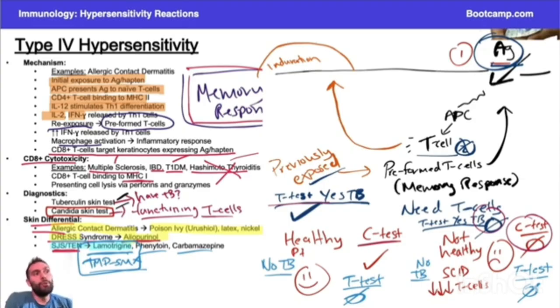And so you're essentially using the Candida skin test as a control, okay? So this is where a lot of these questions come in, where you have to understand what's going on. You can't just sit back and memorize all this stuff. It would be pretty difficult.